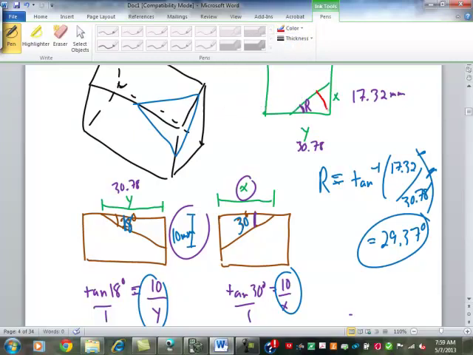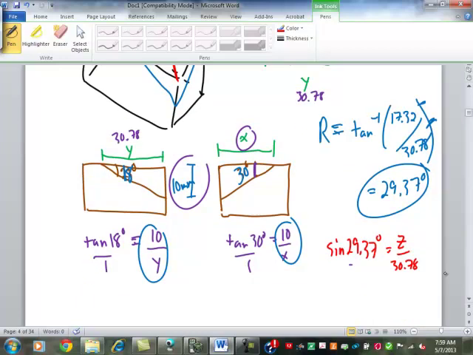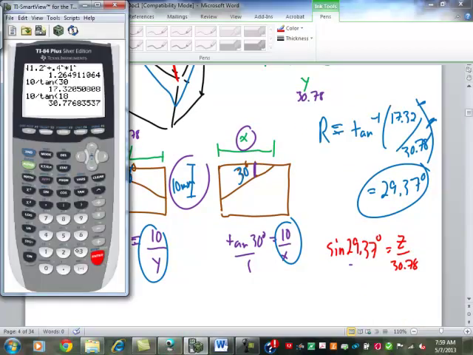Now remember, we have to find this length across here, which is actually this length here. That is going to be found by using a sine. Sine of R, which is the 29.37 degrees, is going to equal that length, I'm going to call it Z, over the 30.78. So to find Z, it's 30.78 times the sine of 29.37 degrees. So 15.10 basically is what that Z is.